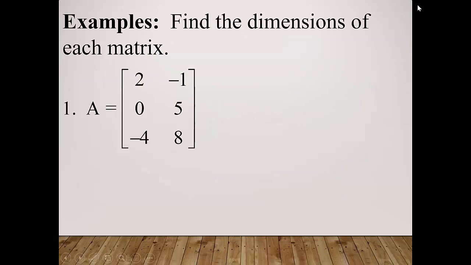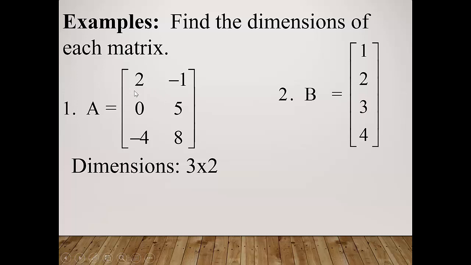So let's take a look at this one here. Let's count the number of rows. If we go down and count the rows, we've got one row here. Oh, it's not working. I guess I can't write on this one. So we've got 1, 2, 3 rows by 1, 2 columns. So this is a 3 by 2. Notice this one has 1, 2, 3, 4 rows and only 1 column. So this would be a 4 by 1.